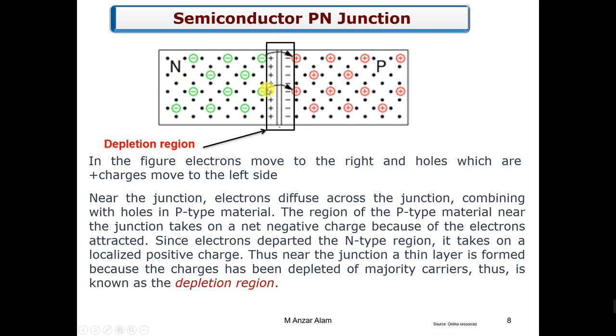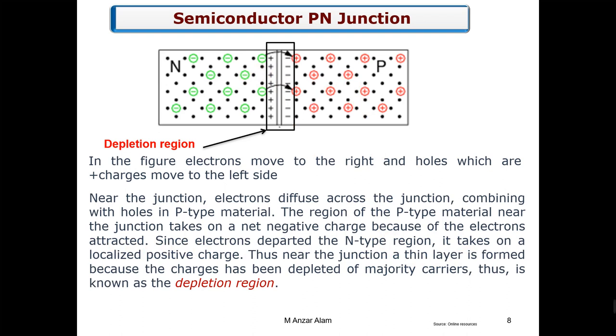Near the junction, I mean this area, electrons diffuse across the junction, combining with holes in the p-type material. The region of the p-type material near the junction takes on a net negative charge because of the electrons attracted. Since the electrons departed the n-type region, it takes on a localized positive charge. Thus, near the junction, a thin layer is formed because the charges have been depleted of majority carriers. This is known as the depletion region.